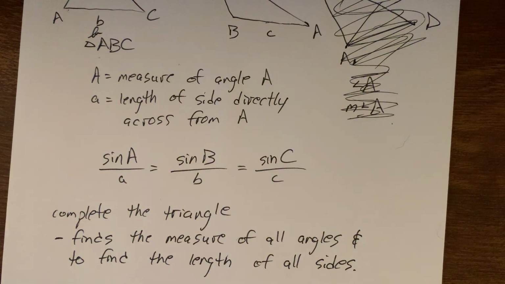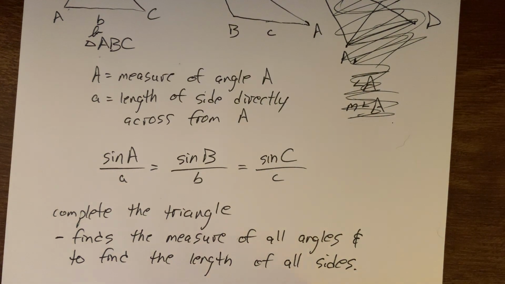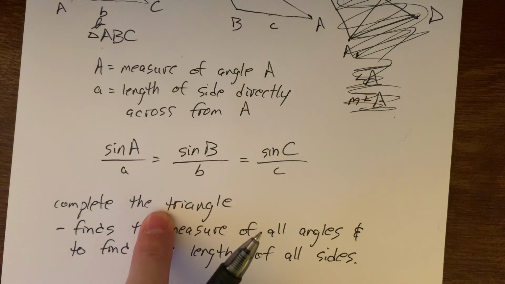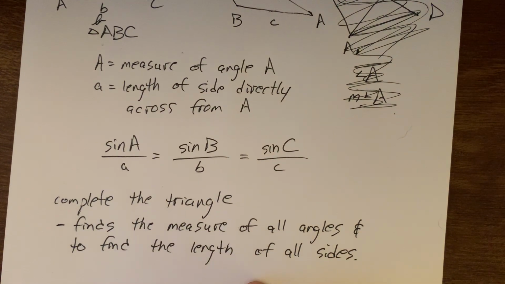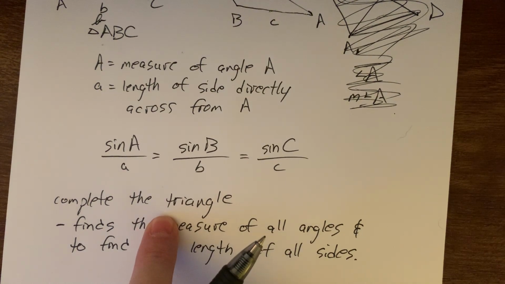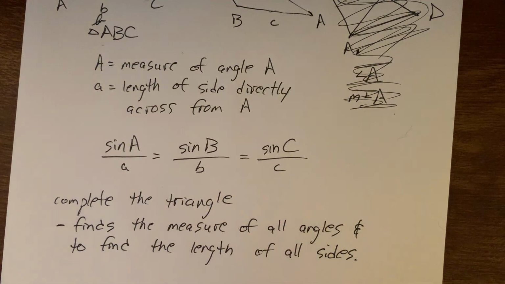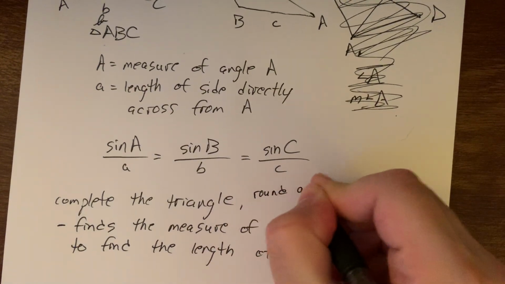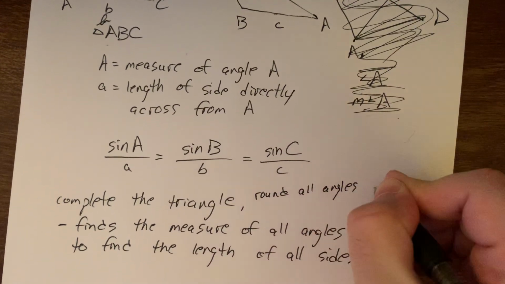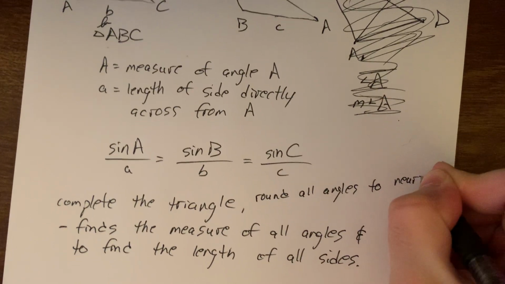So for these purposes, let's stick with the same directions for all. Let's complete the triangle, and that would be my directions. I won't keep saying this, but that's the basic direction, but I have to give you rounding directions. Complete the triangle. Let's round all angles to the nearest degree.